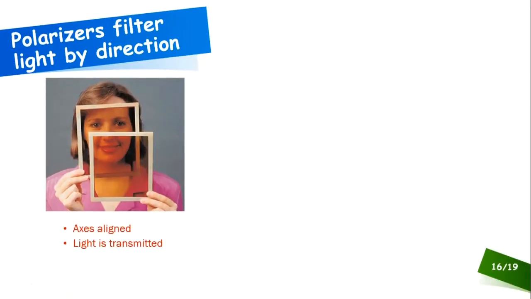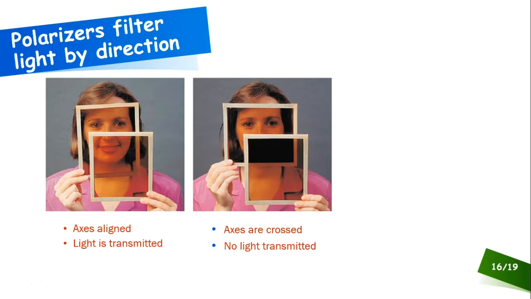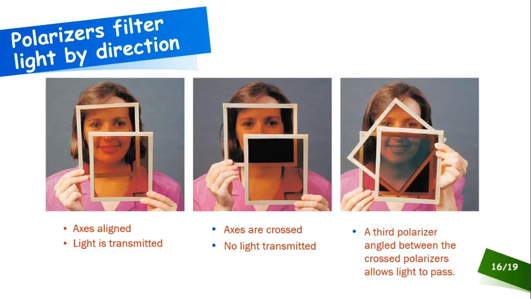So we can see the same thing with Polaroids. If we align the axis, the light is going to be transmitted through. When we flip one over 90 degrees, now the axes are crossed, no light gets transmitted through. If we go halfway between, okay, so now we've got a third polarizer going halfway in between. So now some of the light is able to go through. So it's actually a mix between the two extremes that we see where the axes are aligned or crossed. And this is basically the way polarizers work. They're filtering out different directions of light.